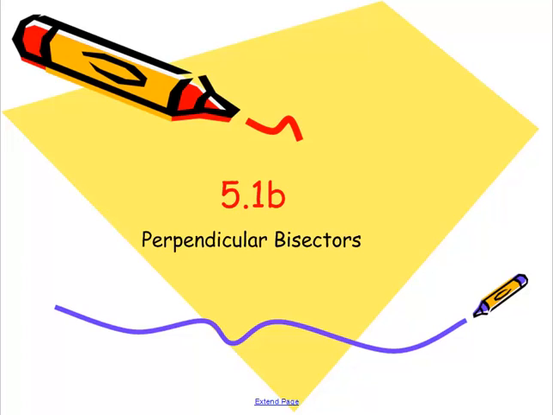So 5.1b is perpendicular bisectors. We already talked about altitudes and medians in the first one from 5.1. And perpendicular bisectors are going to use what we did in 5.1 and start using them together. So you've already seen the word perpendicular and you've already seen the word bisector. So a perpendicular bisector is something that is perpendicular, meaning a right angle, and something that bisects, meaning splits it in half.